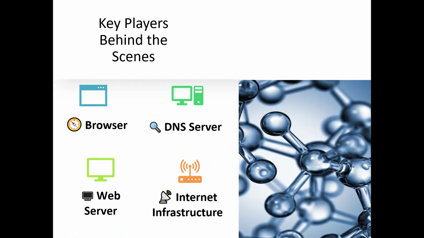So the main players in this whole process: Number 1, your device and browser, which are tools you use to access the web. Number 2, DNS servers. These are the translators between names and numbers. Number 3, web servers, where the websites actually live. Internet infrastructure would be number 4: routers, fiber cables, satellites, and more that connect it all.